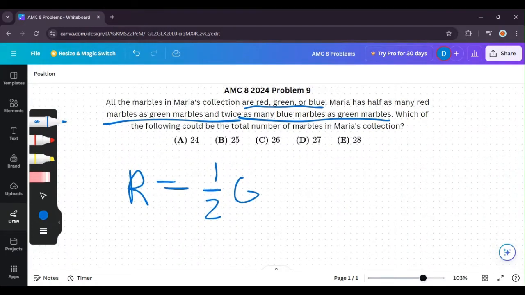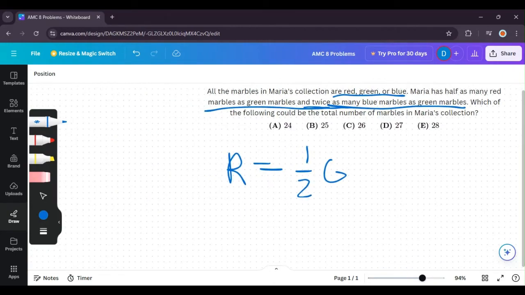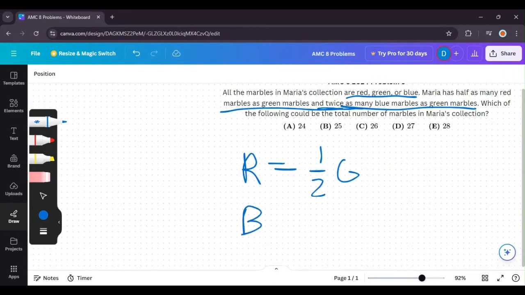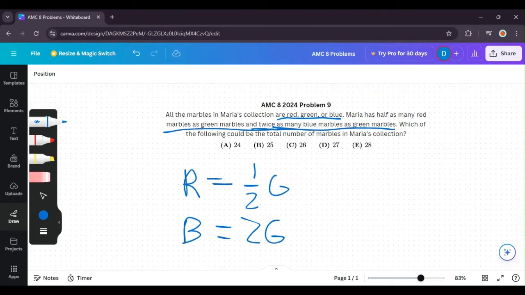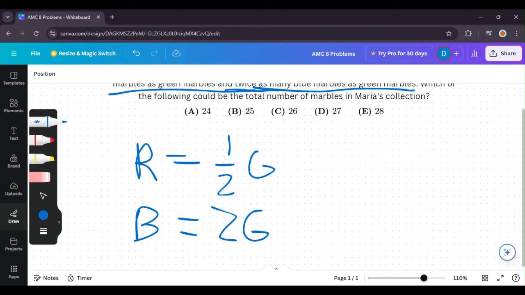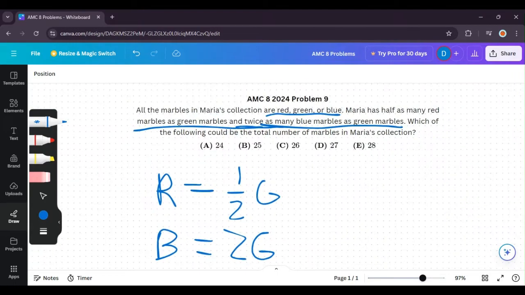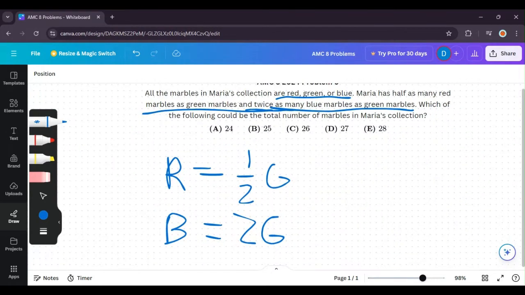Okay, so we have another equation that we can solve, and it's twice as many blue marbles as green marbles. So the number of blue marbles is twice the amount of green marbles. Okay, so as you see here, we have two equations. We can simply solve, and we can find the total amount.